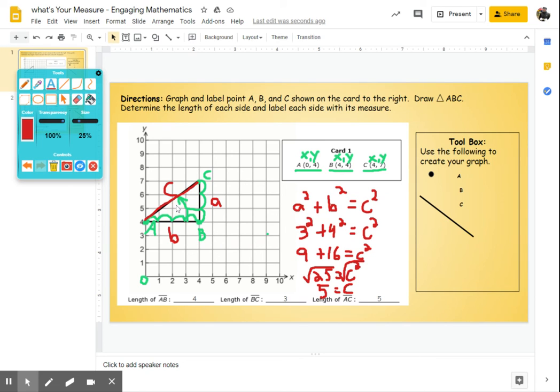So now that you've seen an example for this first one, I want you guys to go ahead and, on your copy that you've made, go to your second example and see if you can do the second example on your Google slide.